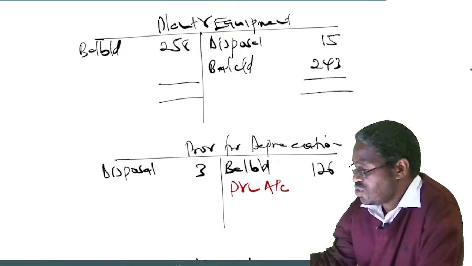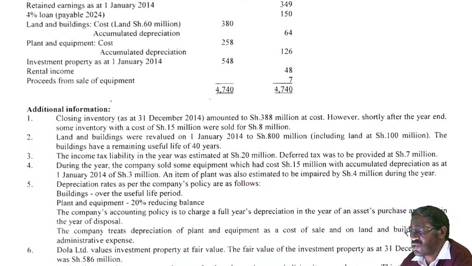Good. So let me go back to note number 5. I think it was note 5. That's where we were given the policy. Good. Number 5 says, depreciation rates, as per the company's policy, are as follows. Building over useful life, plant and equipment, 20% reducing balance. Listen carefully now. 20% reducing balance.